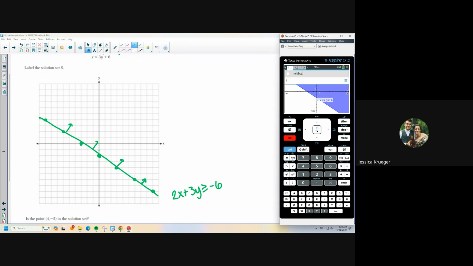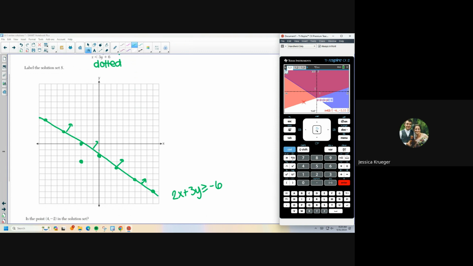If I hit tab, I can enter my second inequality, which is x is less than 3y plus 6. And now if I hit Menu, Trace, Graph Trace, and I press my up or down arrow, it will take me to my red graph. And this is going to be a dotted line because it doesn't include the line in the solution. So I've got the point -3, -3, which is right here.